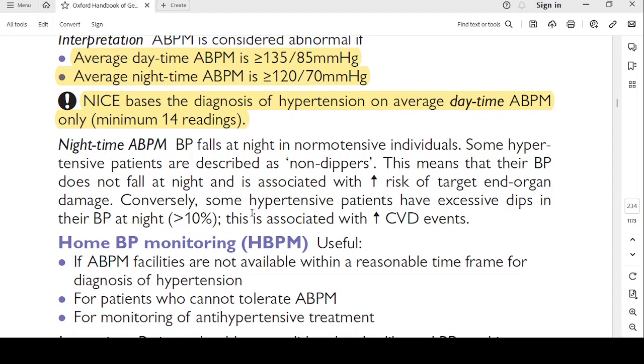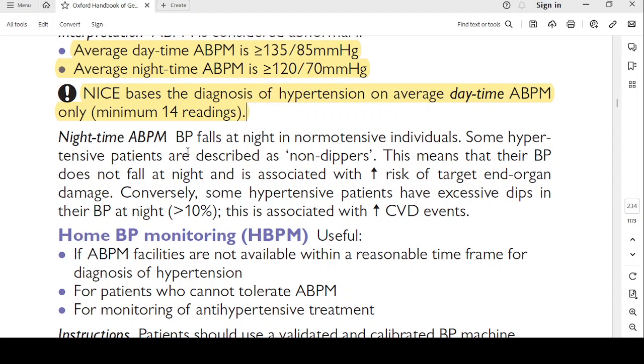Nighttime ABPM. BP falls at night in normotensive individuals. Some hypertensive patients are described as non-dippers. So there is no nighttime drop in BP. This means that the BP does not fall at night and is associated with increased risk of target organ damage. Conversely, some hypertensive patients have excessive dips in the night, more than 10%. This is associated with increased CVD risk. So this is the significance of nighttime ABPM.